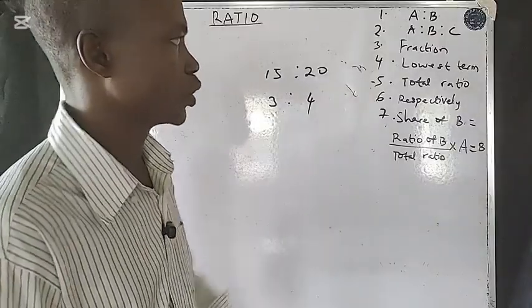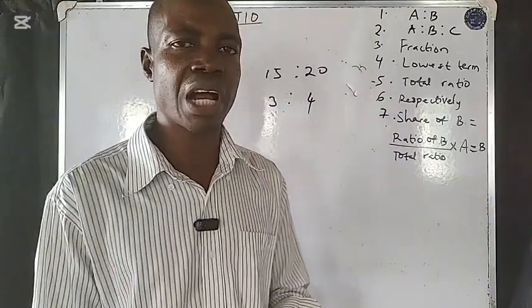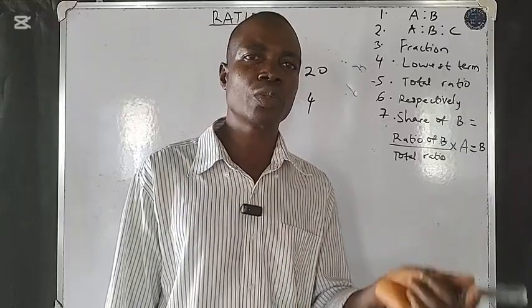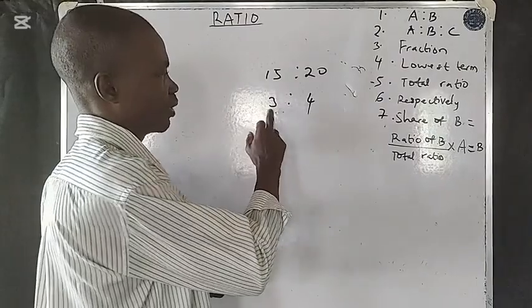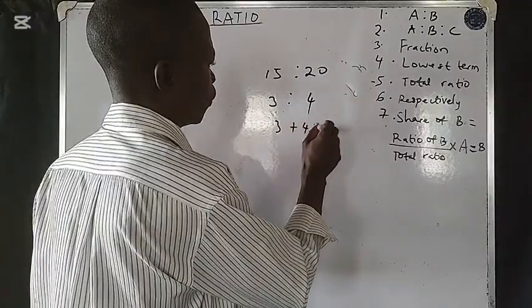Then we have total ratio. Before you can solve any problem, you must find your total ratio. Sometimes, not all the time, sometimes you need to find your total ratio. And total ratio of 3 ratio 4 will be 3 plus 4, which is 7.